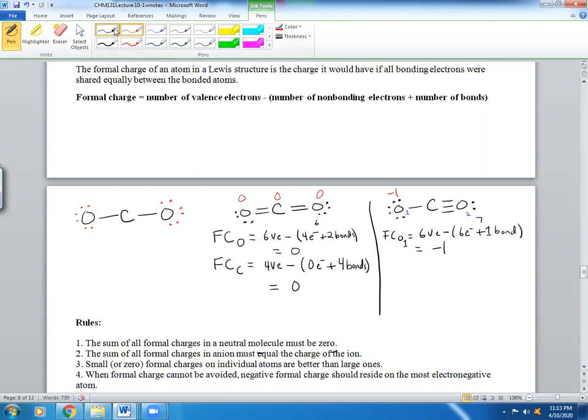Let's do the carbon. Carbon has 4 valence electrons, as we do when we draw the Lewis structure, minus how many non-bonding electrons does it have? It has none, 0. There are no lone pairs on it, so 0. Plus, how many bonds does it have? 1, 2, 3, and 4. What's 4 minus 4? 0.